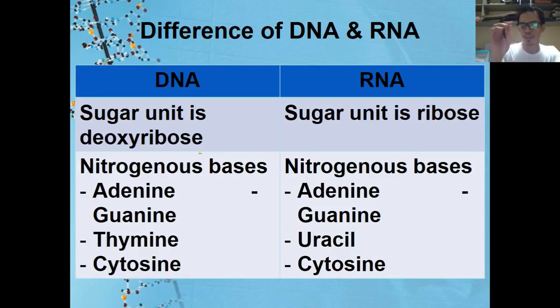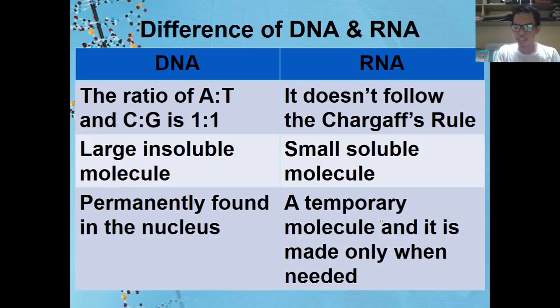Alright, so we go now to the summary of the differences between DNA and RNA. The DNA is made up of deoxyribose sugar, while RNA is made up of a sugar unit called ribose. Now the nitrogenous bases are basically the same, but they differ only in thymine and uracil. Another difference is the ratio of A and T, and C and G, which is always 1:1 in DNA, but the RNA doesn't follow that Chargaff's rule.